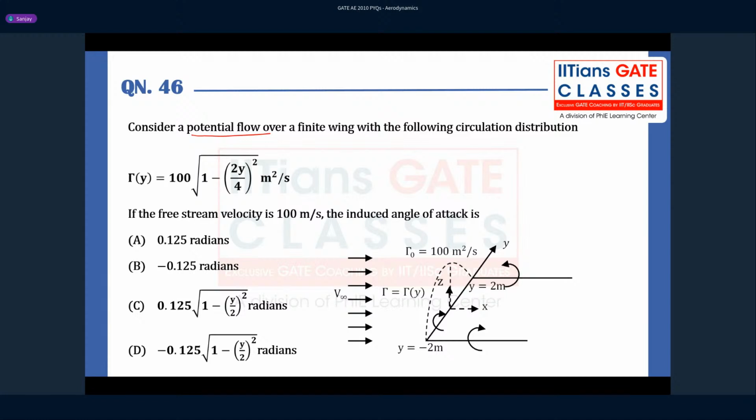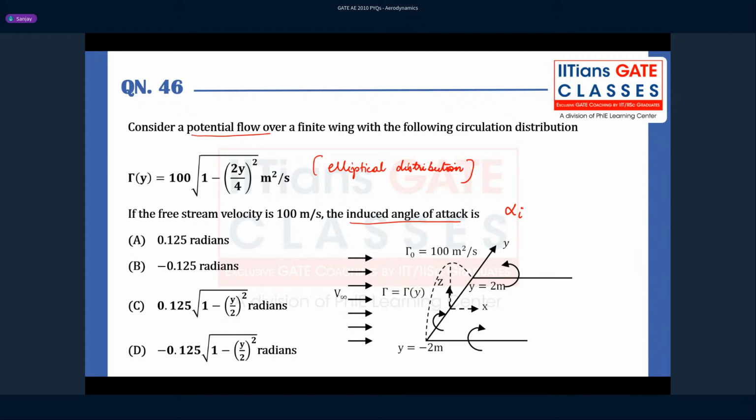If you look at this, what type of circulation is this, guys? This is what type of distribution? This is an elliptical distribution. Okay, it is an elliptical distribution. So they have given you an elliptical distribution of circulation, and you have to find out what is the induced angle of attack. You have to find what is alpha I. Okay, so when you get an elliptical distribution of circulation, you need to follow some steps to arrive at the induced angle of attack.